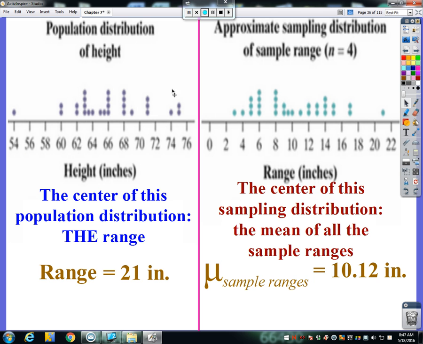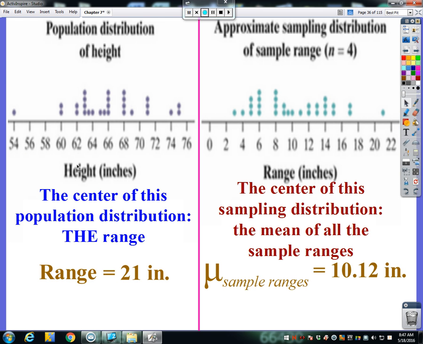So what if we took this same population of heights, but now instead of calculating the mean heights of samples of size 4, what if I took a sample of 4 people from the population and I calculated the range, the max minus min? Well, based on my population, I know the range is 21, right? Because my max here is at 75, the min is at 54. So 75 minus 54 gives me 21.